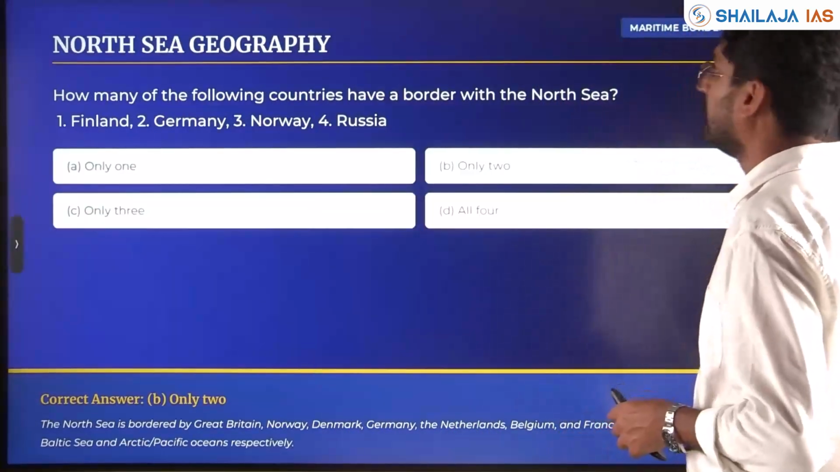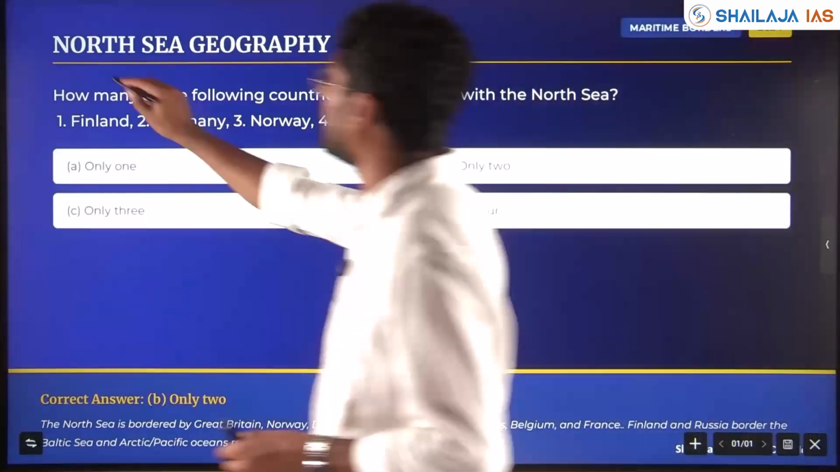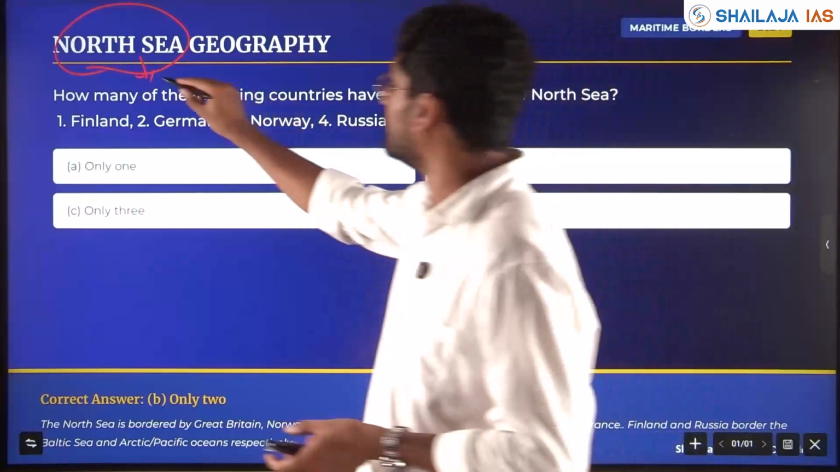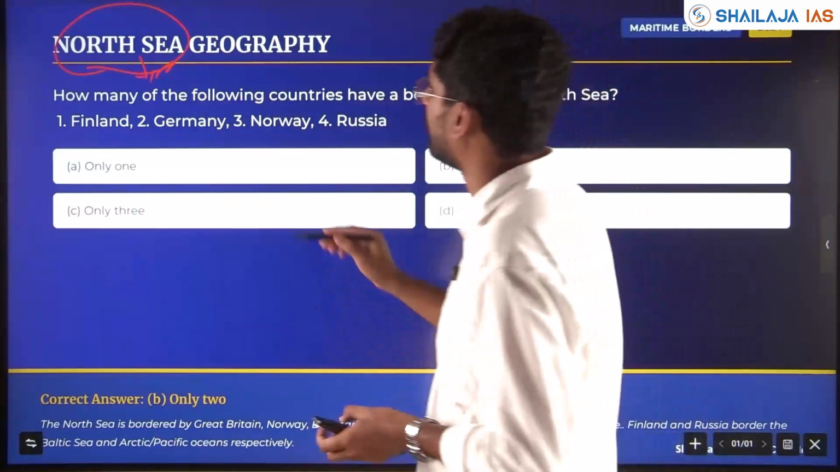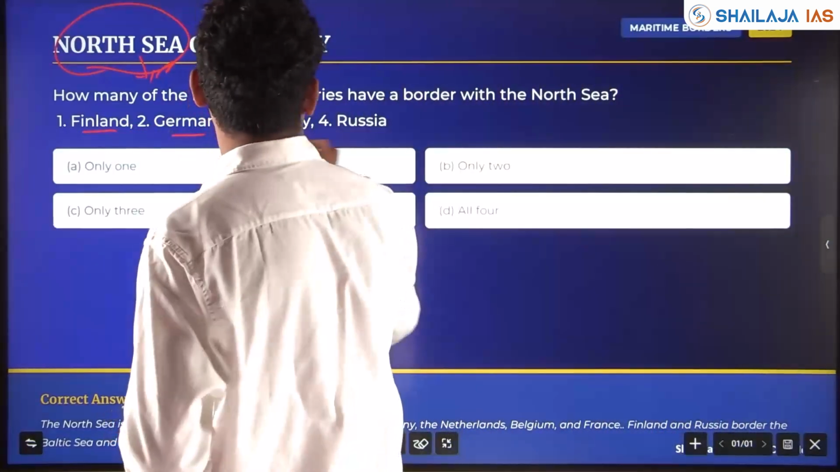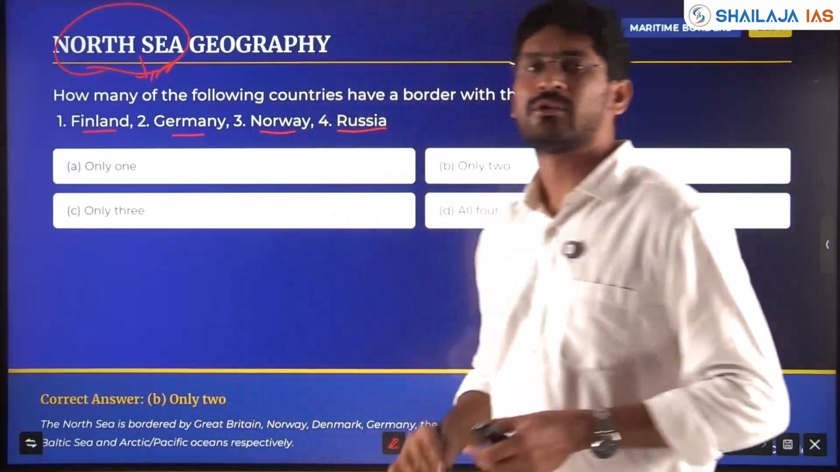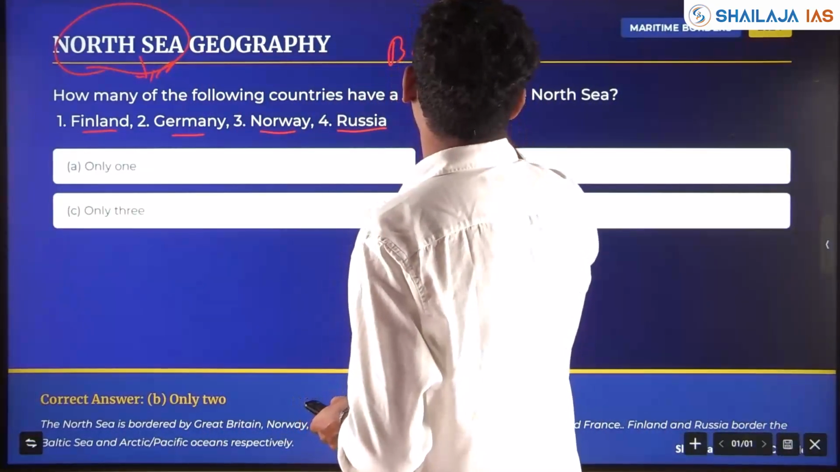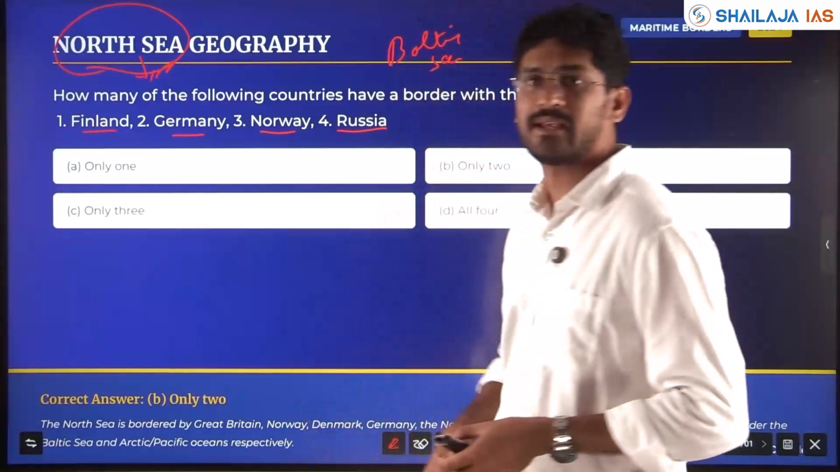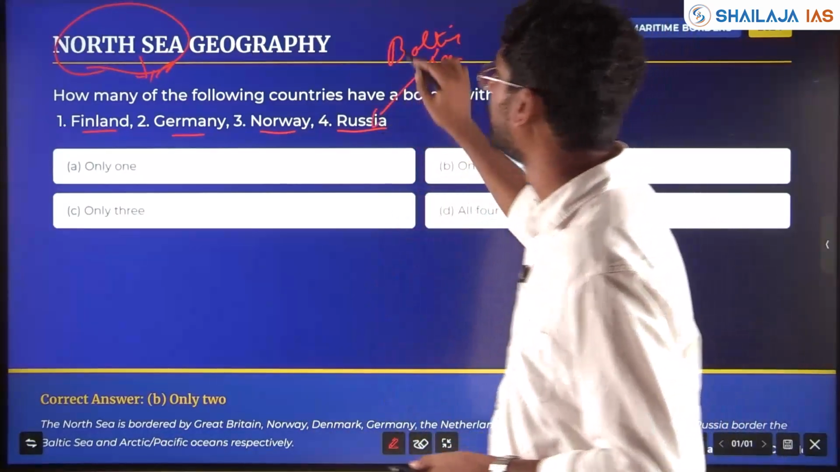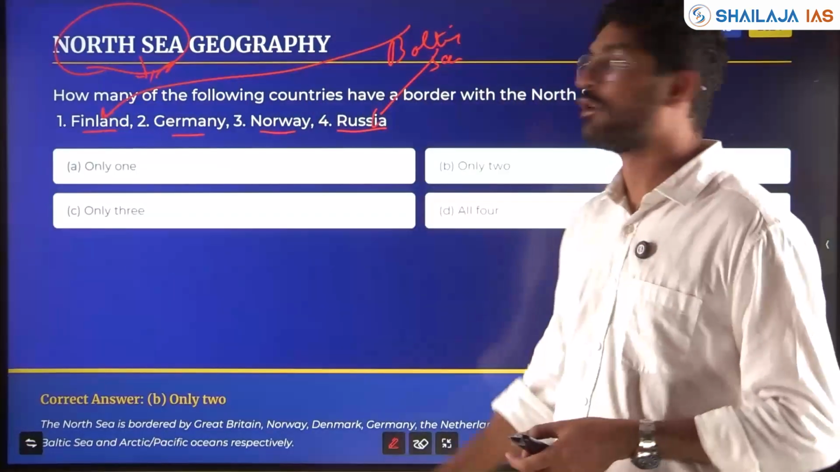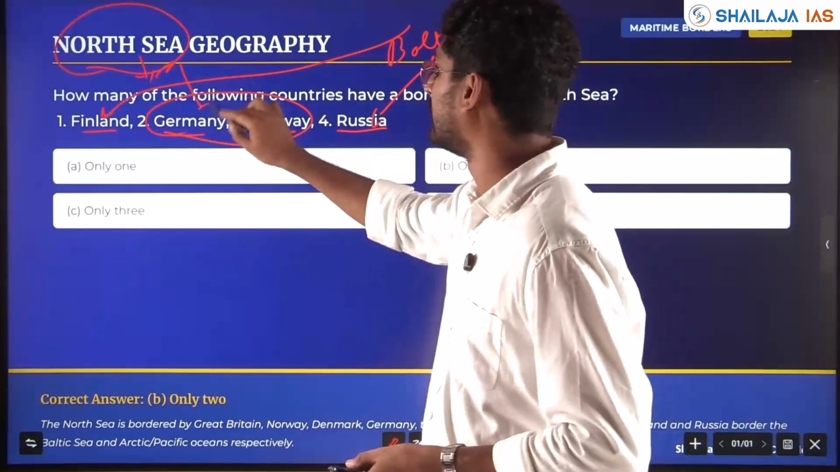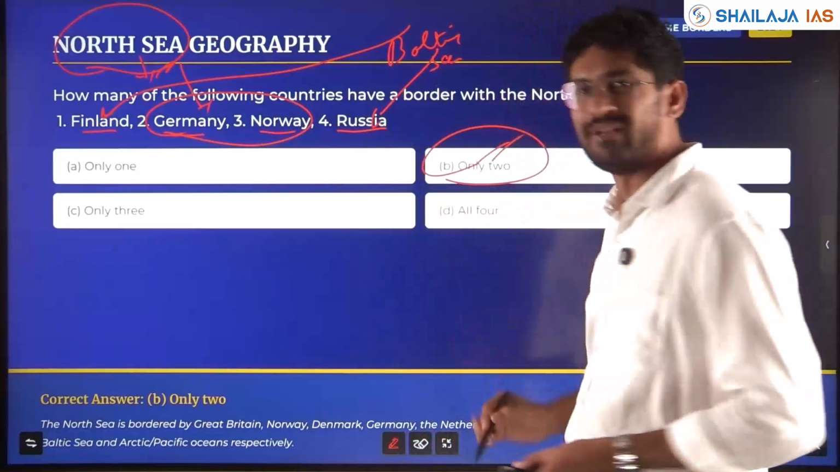In 24, he asked about maritime borders with respect to the North Sea. How many of the countries are surrounding the North Sea? Geography, world geography mapping. Finland, Germany, Norway, Russia. If you know, some of the countries are North Sea countries and some are Baltic Sea, right? Baltic Sea in that region. Which are the Baltic Sea? Russia, Finland. If you remove those, the other two countries, Germany and Norway, are the North Sea countries. So here, only two. Very easy.